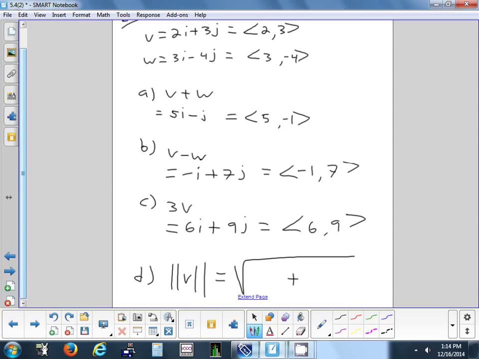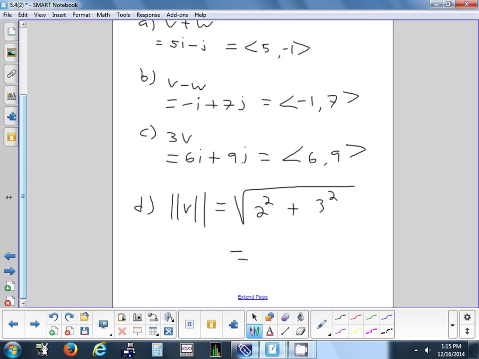Yep, x1 and y1, which in this case is the 2 and the 3, and what do you have to do with each one of them? Square them. Right, you're just doing the Pythagorean Theorem. 2 squared is 4, 3 squared is 9, 4 plus 9, 13. And that's it. If that could be reduced, I would reduce it.